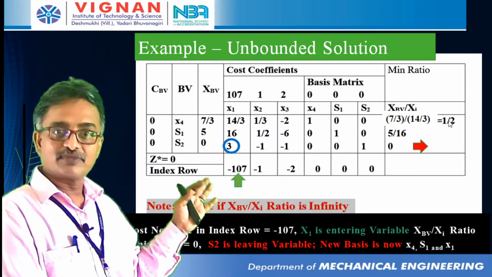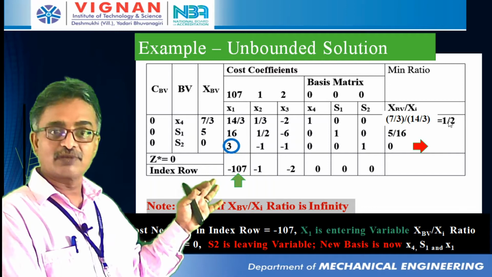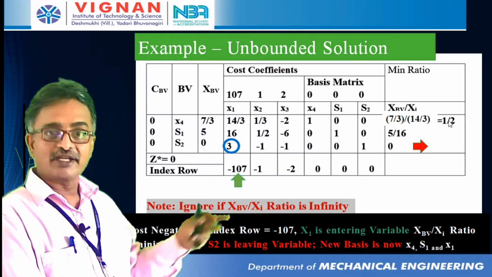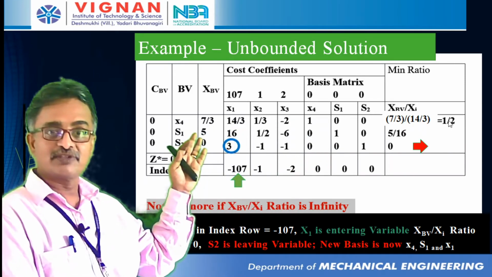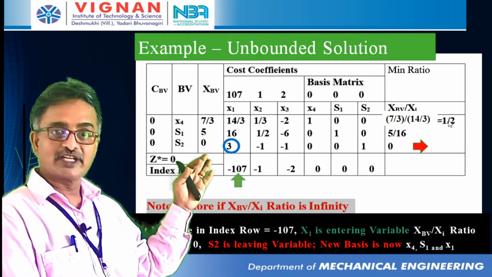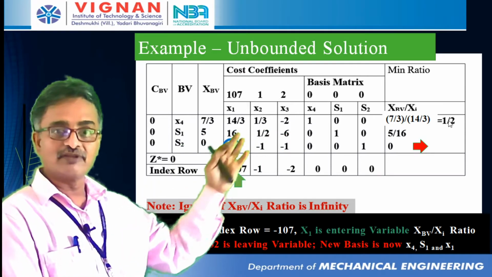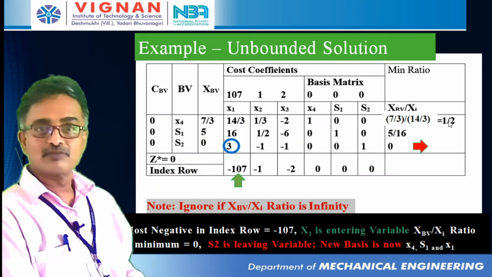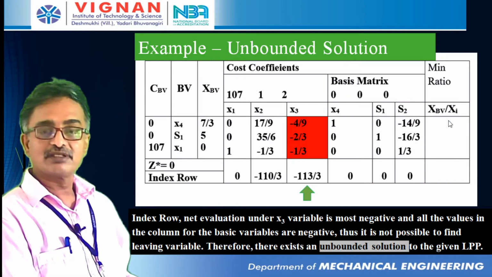Pick this as the index net evaluation, which will contribute most to the objective function. Then identify the minimum ratio with the xB column with respect to this column, and that variable will leave the solution. S2 is now replaced by x1 in the basis. With that, you will have a modified simplex table in this fashion.